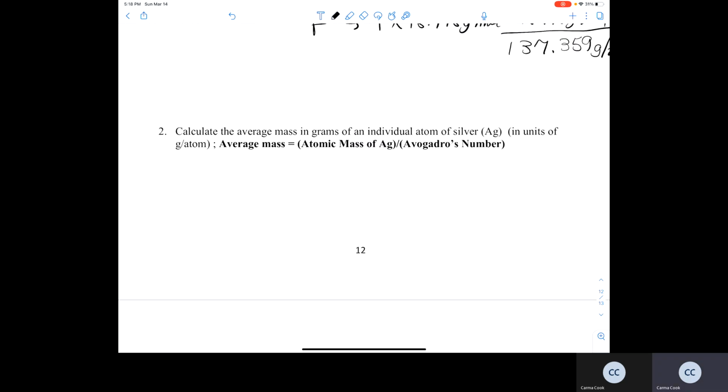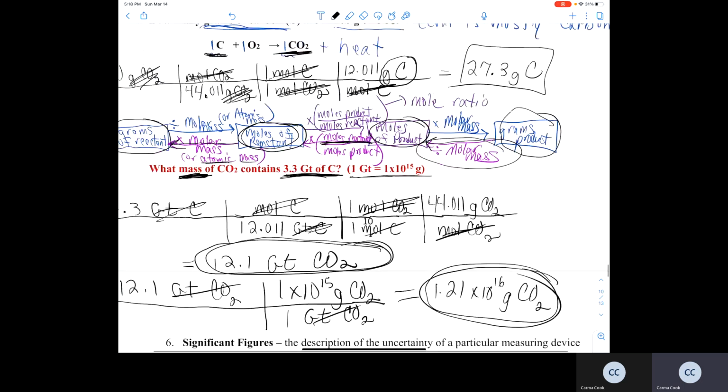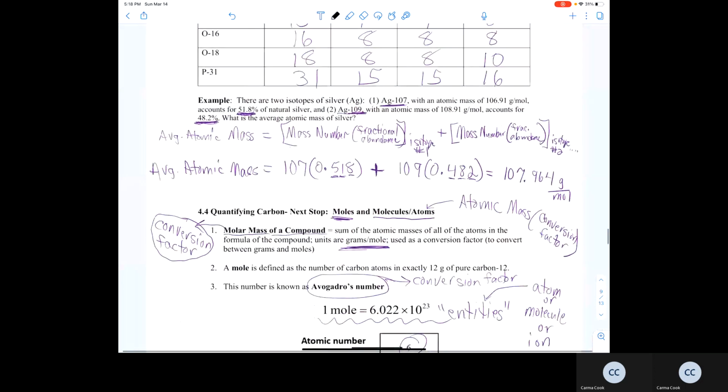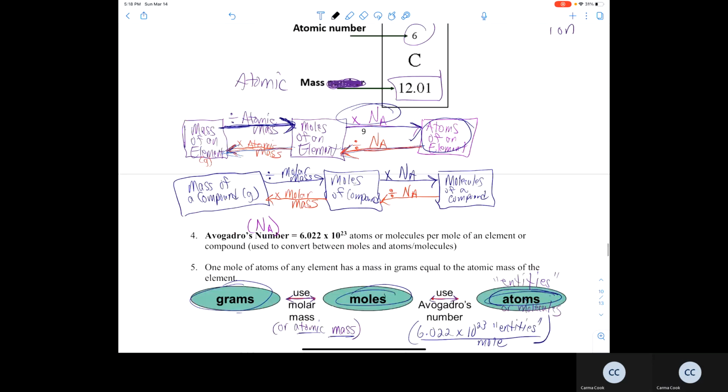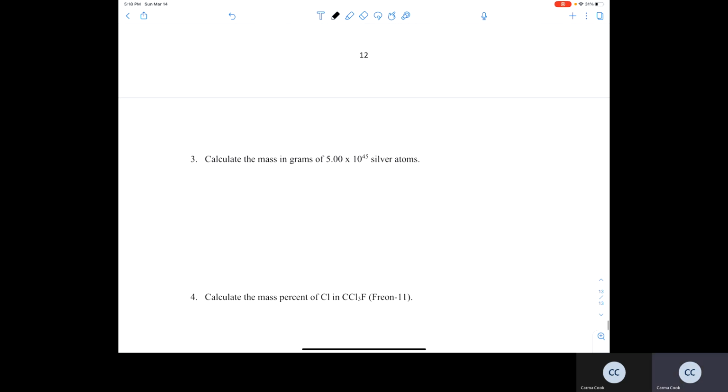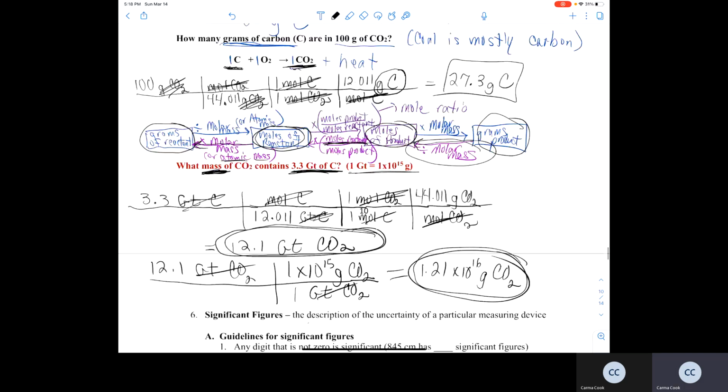And this next problem we've already done previously, calculating the atomic mass for silver. Question 3, if we have 5.00 times 10 to the 45th silver atoms, what is that mass in grams? Silver symbol is Ag. So we'll go from atoms to moles, and then moles to grams.